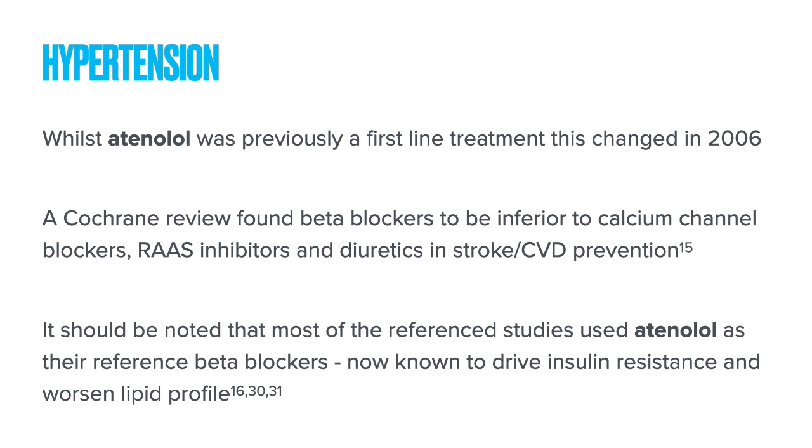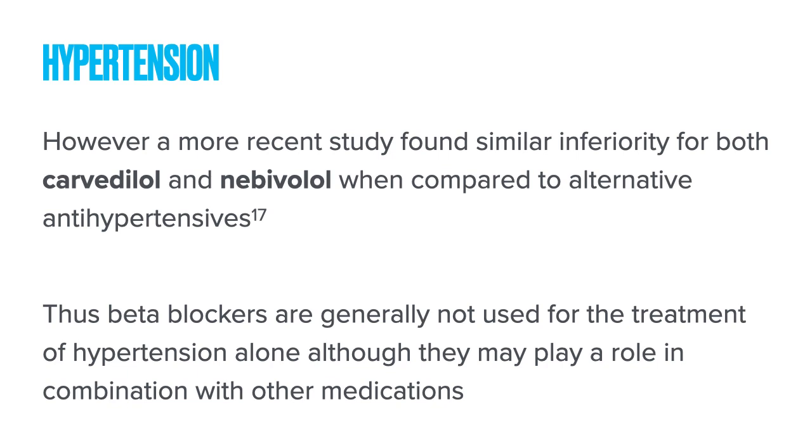As I mentioned earlier, this may have something to do with atenolol's negative metabolic effects. In most of the studies comparing these drugs, atenolol was used as the reference beta blocker, so it's unsurprising that they were found to be more effective in preventing negative cardiovascular outcomes. However, more recent research comparing more modern beta blockers such as carvedilol and nebivolol found similar inferiority when compared to those previously mentioned other types of antihypertensive.